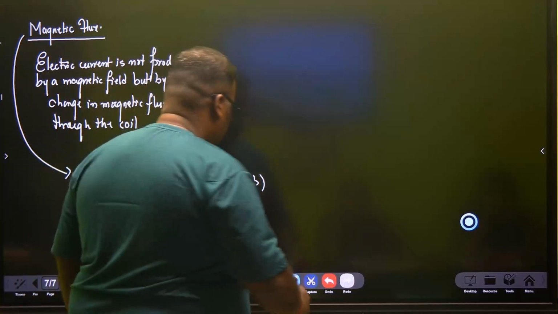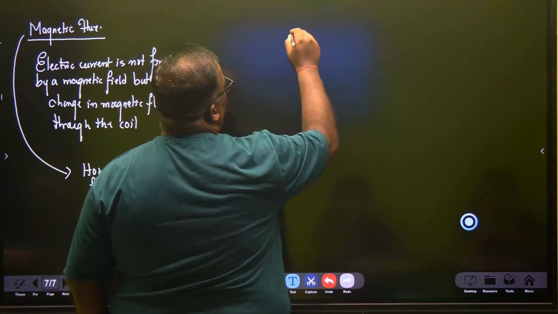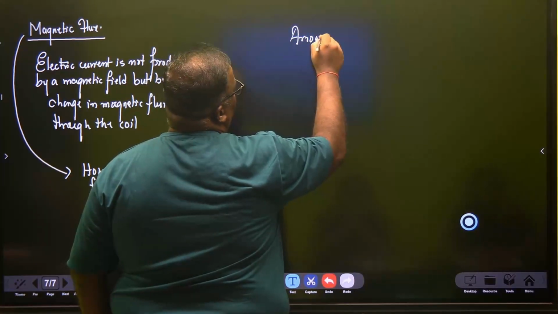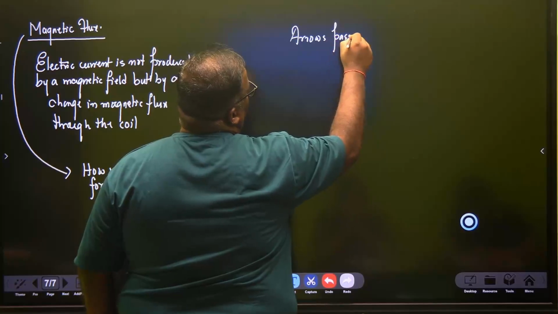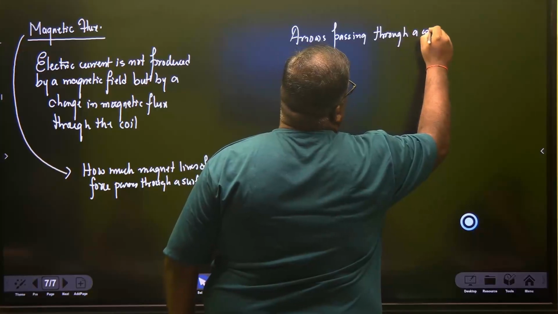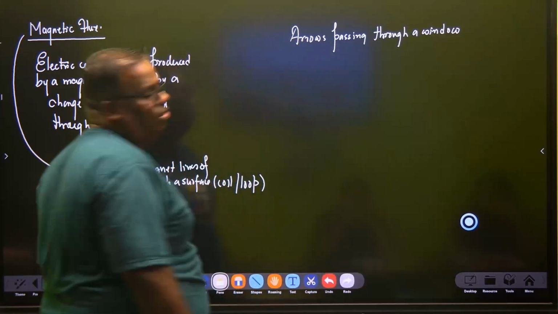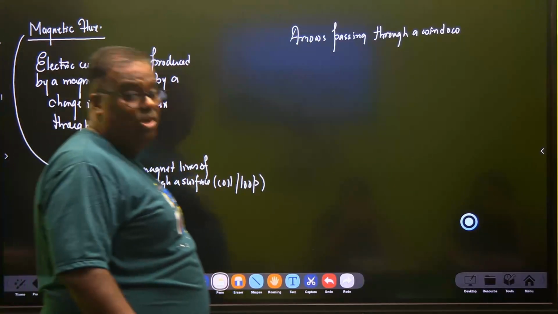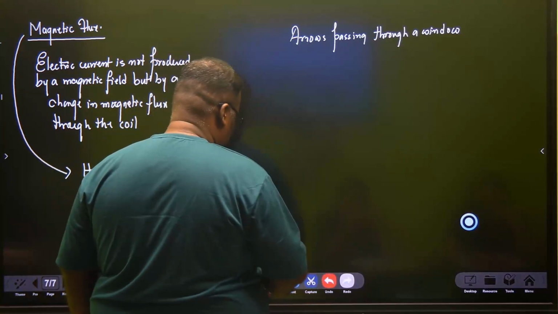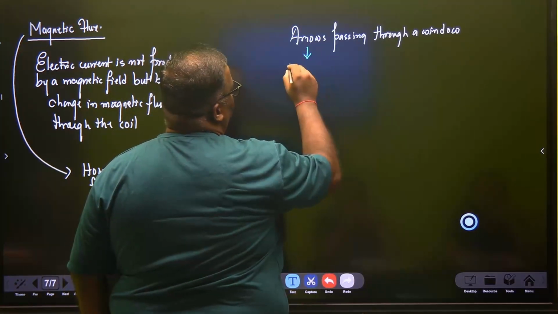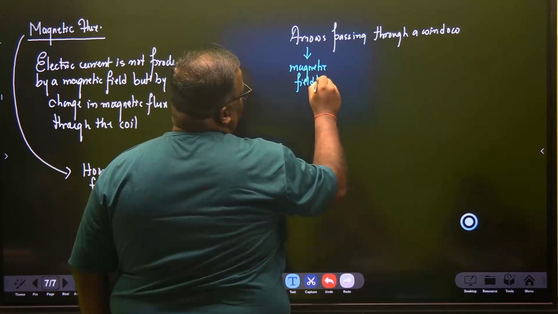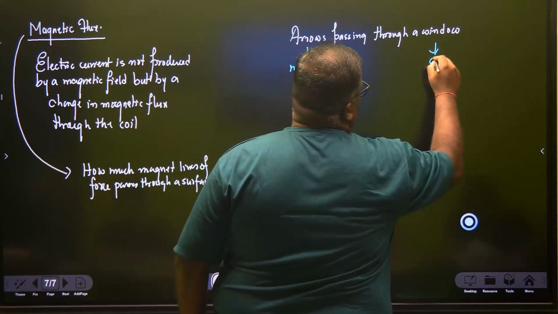Some of the examples which are very easy to understand are arrows passing through a window. Got it? The window is your surface. The arrows are the magnetic field lines. So how to understand this? These are some easy examples. We can take these arrows as, say, magnetic field lines, and the window as, say, the coil surface.